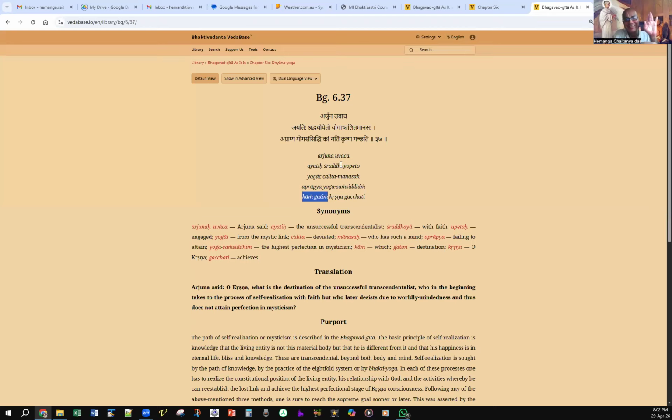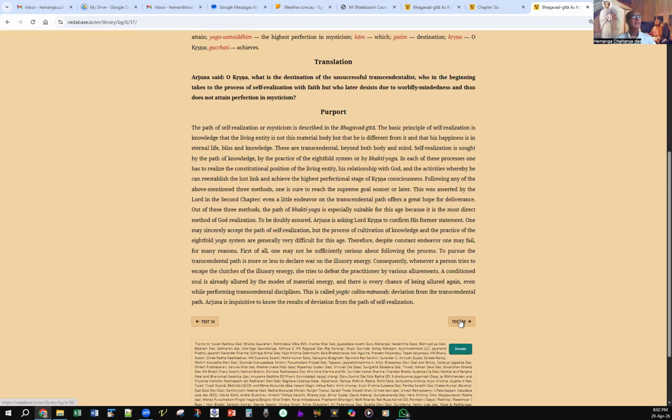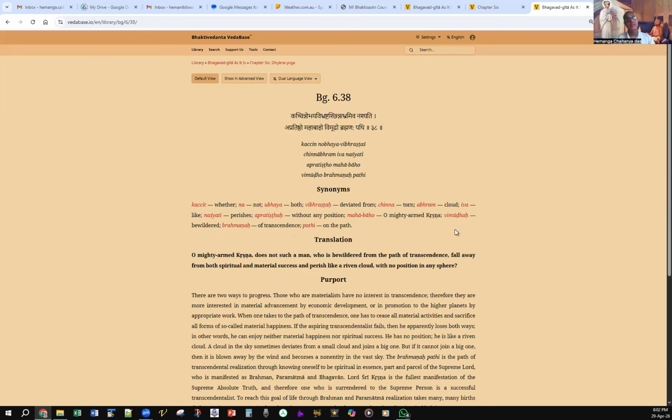ISKCON में आ तो गए, back to Godhead कब जाएंगे? When are we going to go back to Godhead? And this is a long route, which looks like. It's a valid question. Let's see, he's extending his question as well. So let's read this and see how Krishna will respond to that.